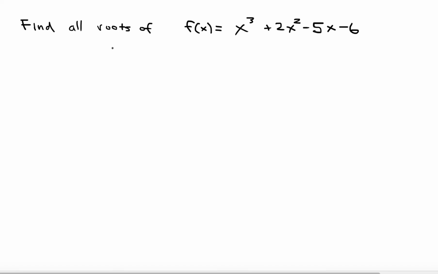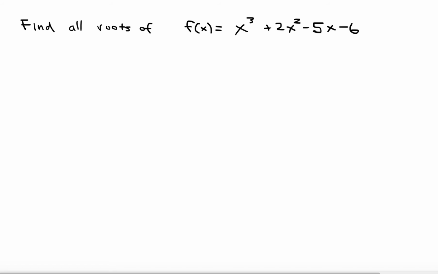All right, so here we want to find all roots of this third degree polynomial. F of x equals x cubed plus 2x squared minus 5x minus 6. First things first, we know that there's going to be three roots, or three solutions, because the leading power here is x cubed.